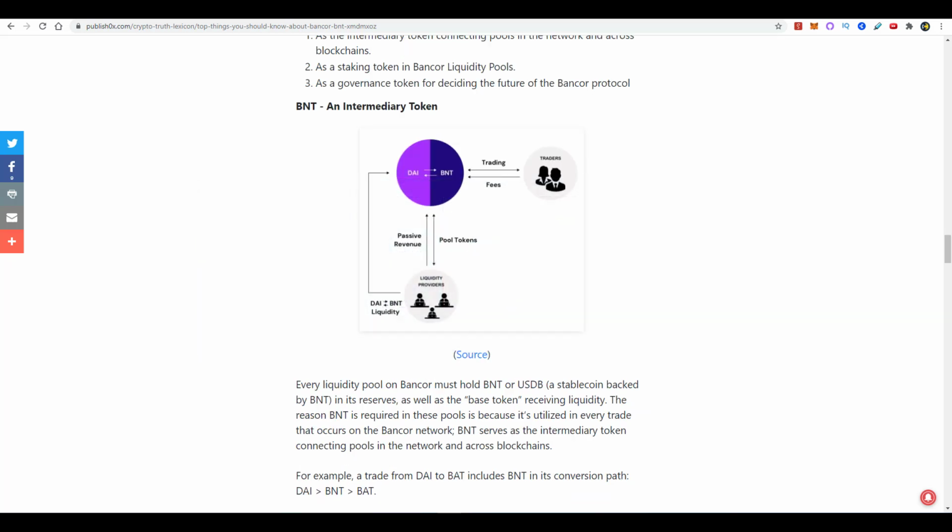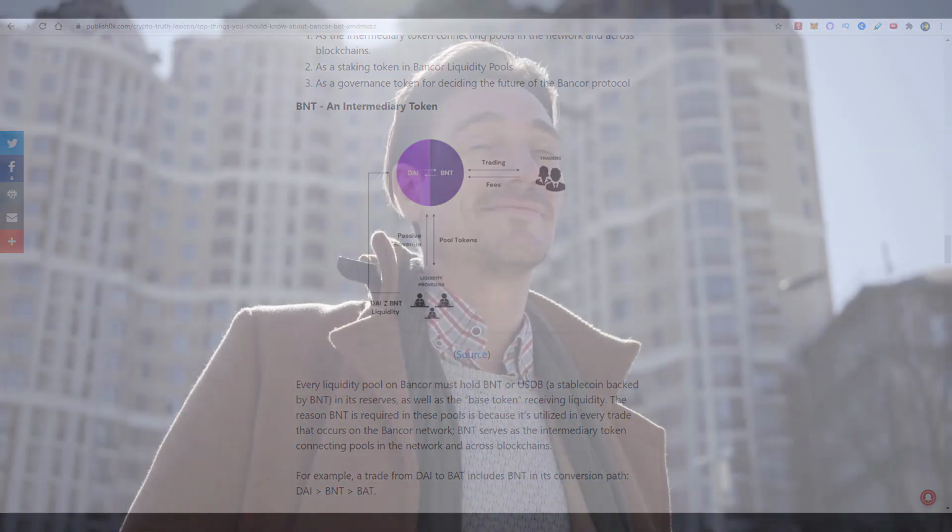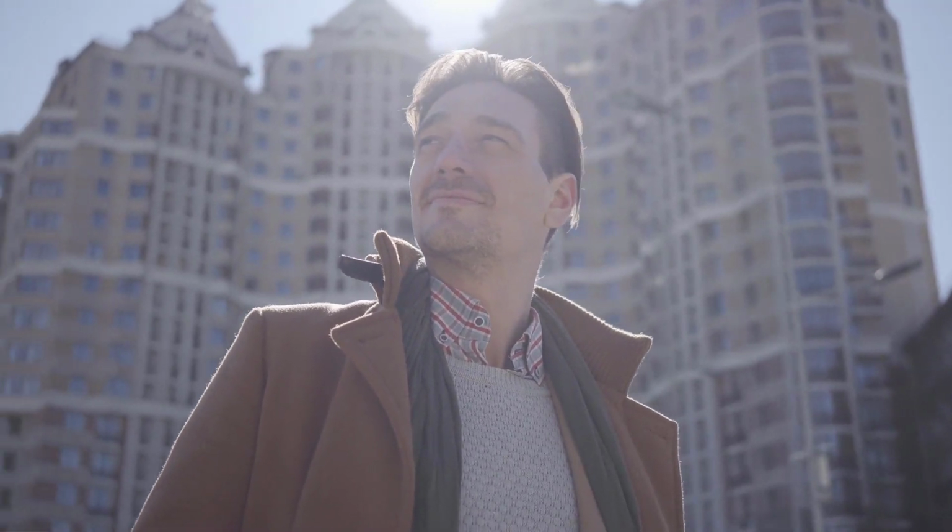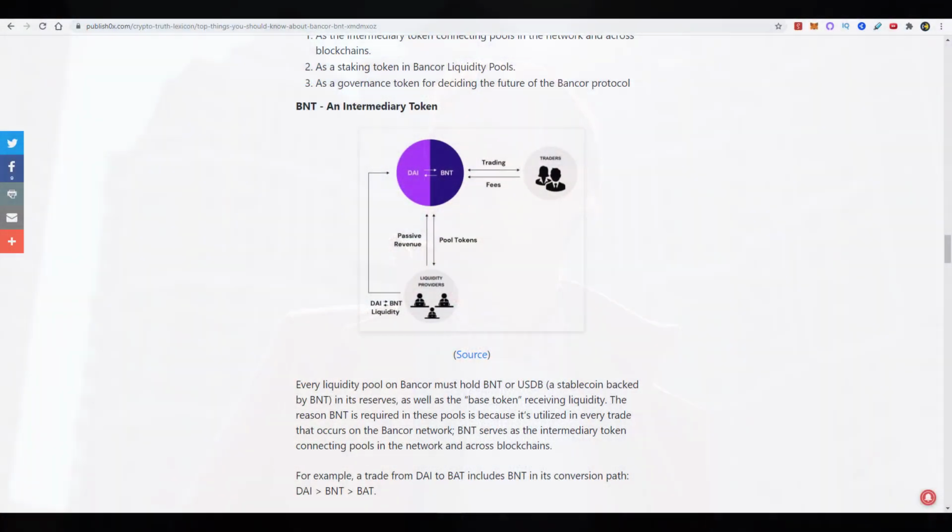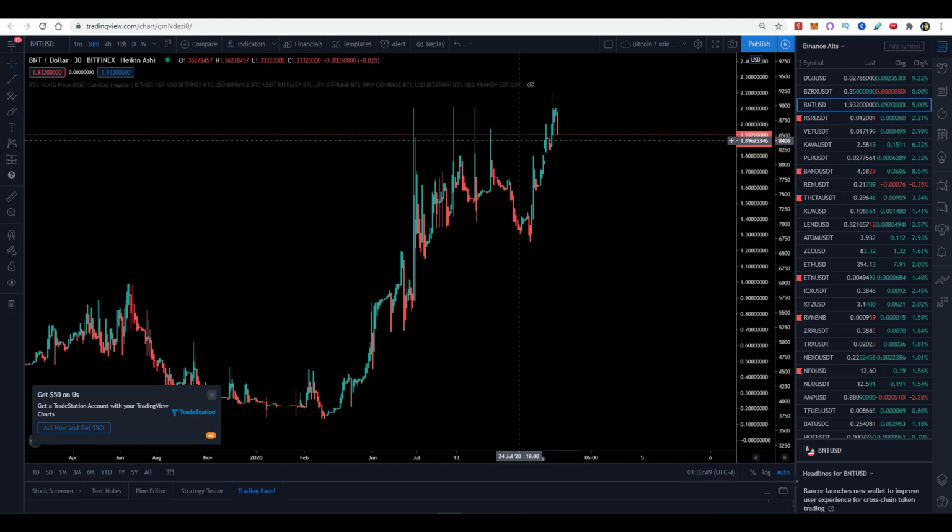So again, because they've reduced the barrier to entry by mitigating impermanent loss and enabling users to provide single token liquidity, and most importantly, by using BNT as an intermediary token, I'm very optimistic about the token's future. After learning all of this, I've decided to get some exposure. Currently, the token's sitting roughly around $2. And in my judgment, we're actually on the next big macro leg up. And because I feel that way, like I said earlier, I've decided to get exposure to the token.